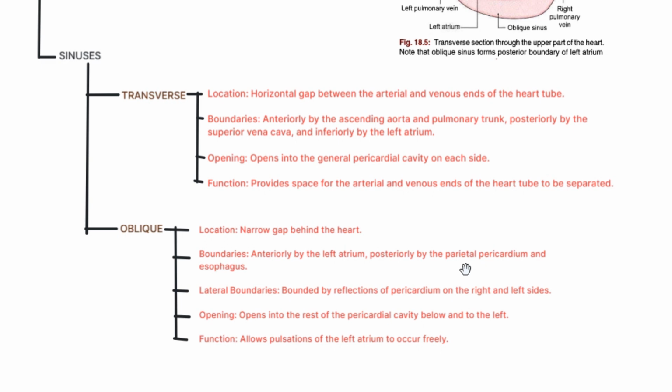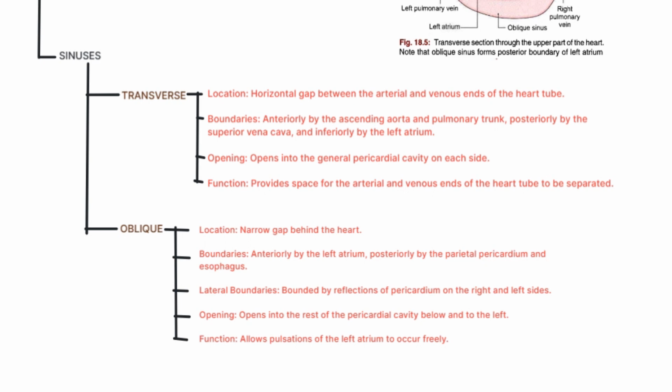And on the right and left side, it is bounded by the reflections of your pericardium. And to the left, it opens into the rest of your pericardial cavity. The oblique sinus will permit pulsations of the left atrium to take place freely. So the function of the oblique sinus is that it allows pulsation of the left atrium to occur freely. It opens into the rest of the pericardial cavity below and to the left. Lateral boundaries are the reflections of pericardium on the right and left sides.